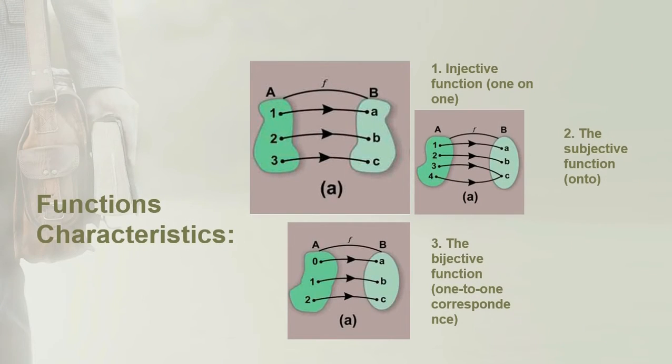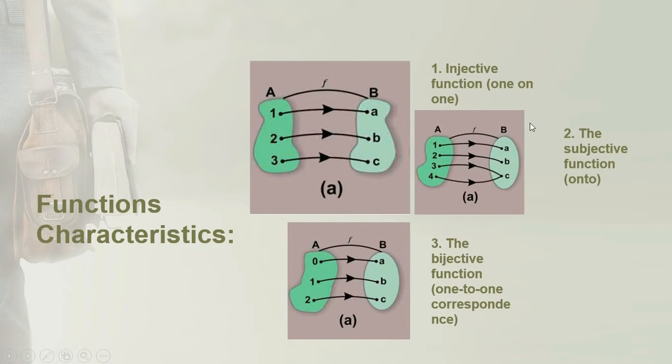Next, function characteristics. 1. Injective function, or one-to-one. If the function f: A to B, each element of B has only one friend in A, then the function is called a one-to-one or injective function. You can see this example.